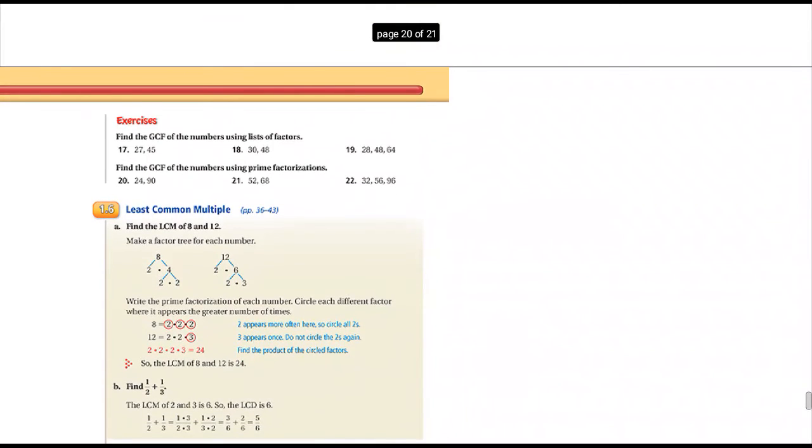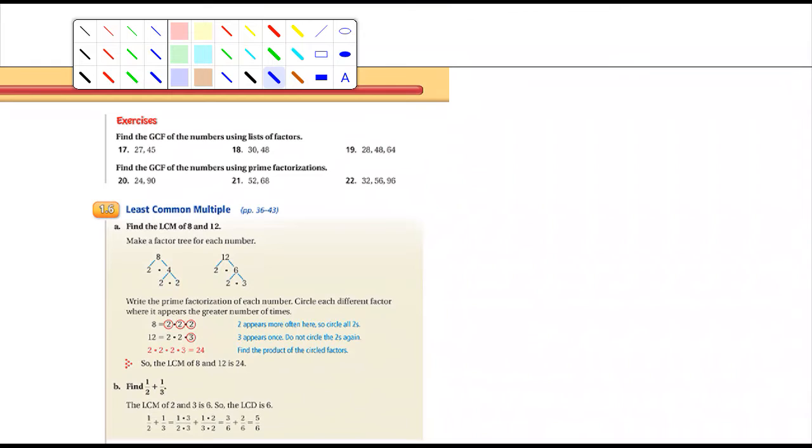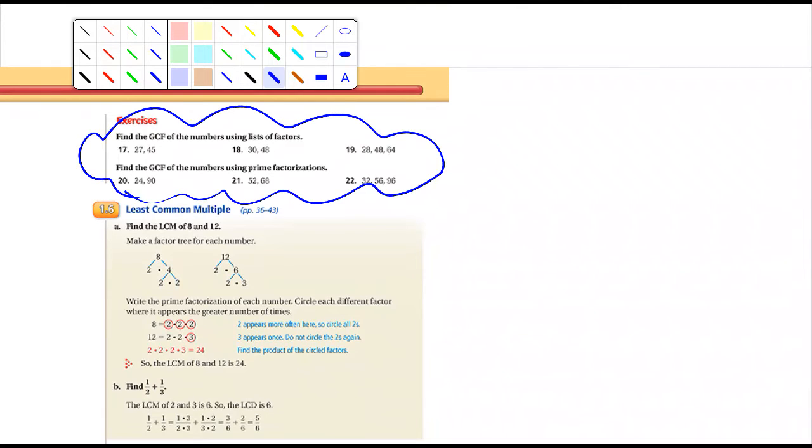And so these are the problems that I want you to do for the 1.5 section. And it says find the greatest common factor of the numbers. And it says using the list of factors. You can do that if you want, but I'm just going to have it say find the greatest common factor. How you do that is up to you.